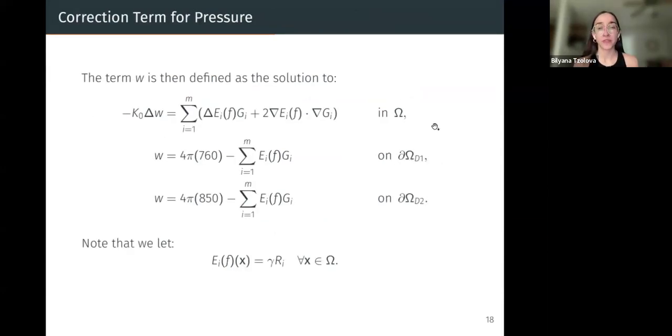So we're going to convert the problem for pressure into the problem for the correction term for pressure. This equation comes from our previous slide, and then we're going to adapt our two boundary conditions so that the pressure is equal to 760 on the boundary, so our correction term should equal, when you plug that into our singularity subtraction technique, the equation for W. And the same goes for our other boundary condition. And here we're going to let E of F be the extension of our linear mass flux from the vessel into our large liver domain.